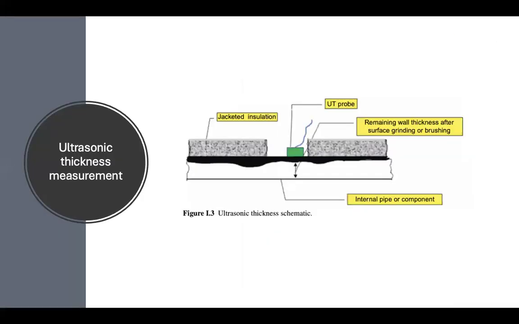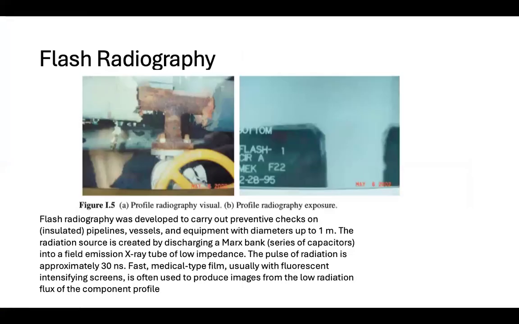And this is the ultrasonic thickness measurement. We use probes to measure the corrosion. This is the flash radiography. The radiation source is created by discharging a Marx bank, a series of capacitors, into a field emission X-ray tube of low impedance. This is the flash radiography.